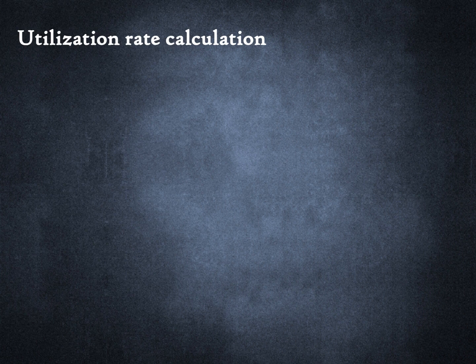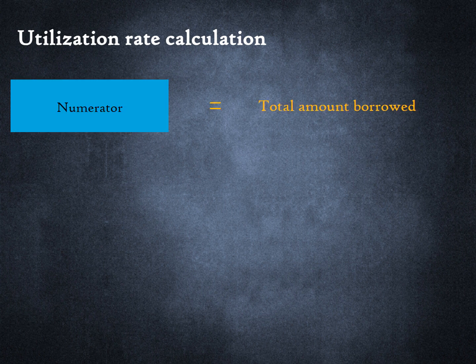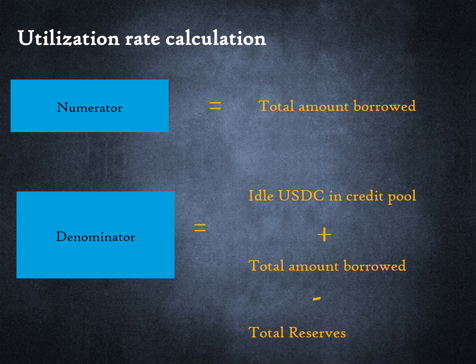We can now come up with a mathematical formula for utilization rate. The numerator is the total amount borrowed. The denominator is the sum of total unutilized USDC in the credit pool plus the total borrowed amount. We need to subtract from the denominator the amount set aside as reserves, which are non-lendable.